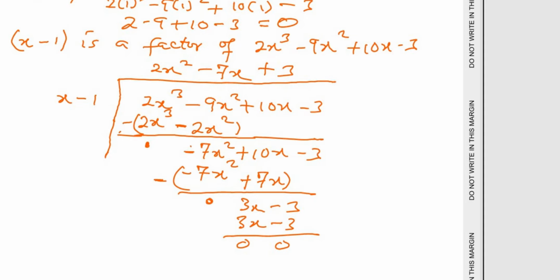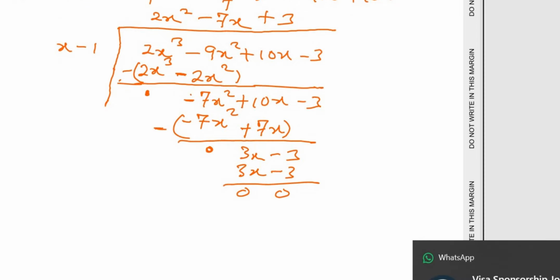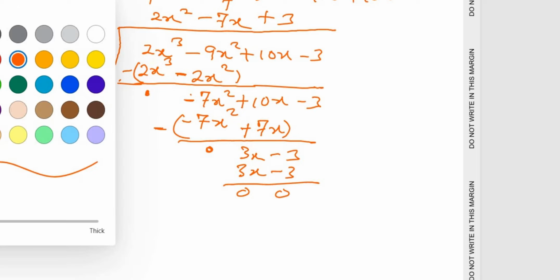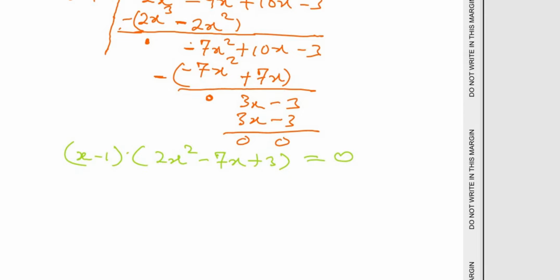So with this, we have x minus 1, then what I have here is 2x squared minus 7x plus 3 is equal to 0. So this one is a factor. This is a quadratic equation, and a quadratic equation is easy to solve.